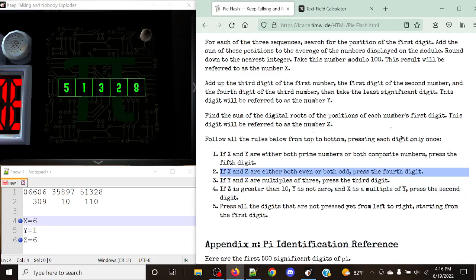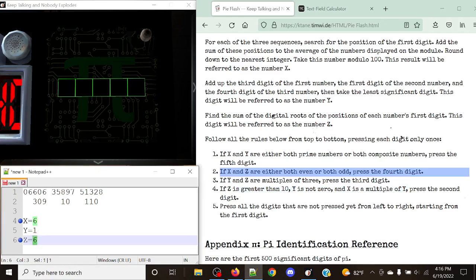If Yankee and Zulu are multiples of 3, 1 is not a multiple of 3. 1 is only a multiple of 1 in itself. So that is just not true. If Zulu is greater than 10, Y is not 0, and X is a multiple of Y, press the second digit. In this case, this is not true. Y is not 0, X is a multiple of Y because everything is a multiple of 1. However, Zulu itself is not greater than 10. It's only 6. So that's not going to be true.